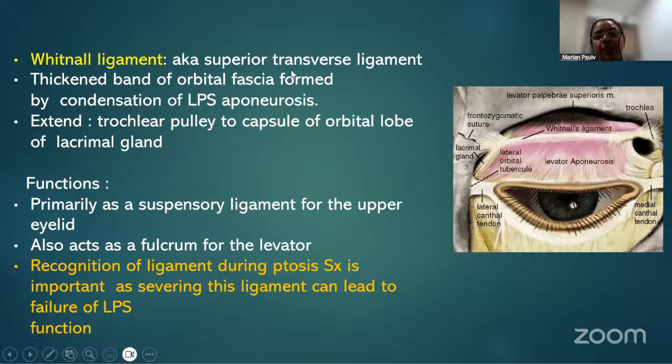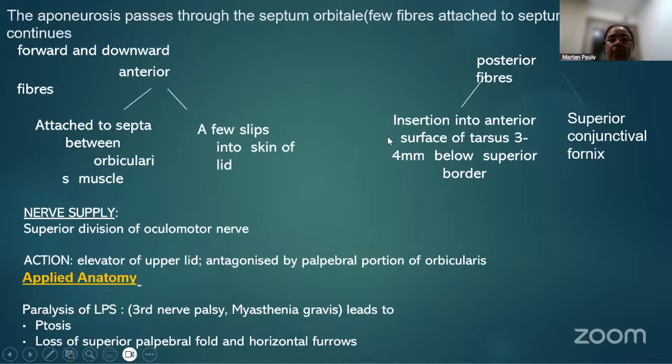So Whitnall's ligament, also called superior transverse ligament because it is transverse, is a thickened band of orbital fascia formed by the condensation of levator aponeurosis. So levator aponeurosis starts from the Whitnall's ligament. The extent is trochlear pulley to capsule of the orbital lobe of the lacrimal gland. Primarily, this acts as a suspensory ligament for the upper eyelid and acts as a fulcrum for the levator. Recognition of this ligament is very important during ptosis surgery, as sometimes cutting the ligament can lead to failure of levator function.